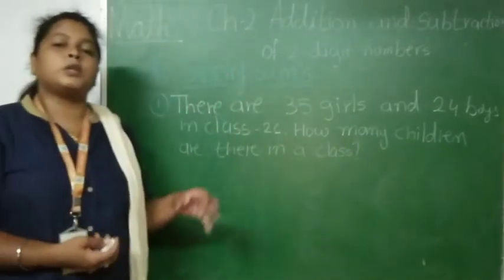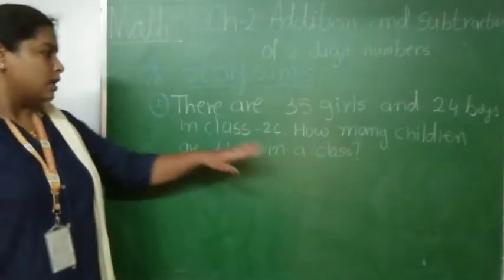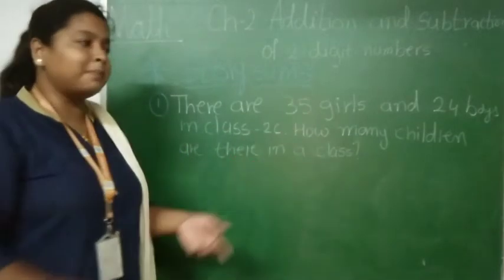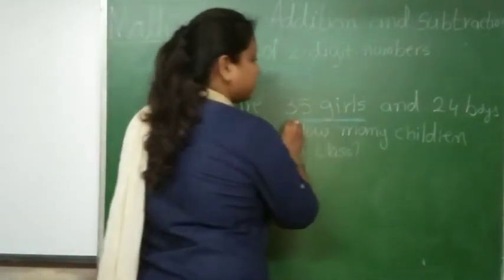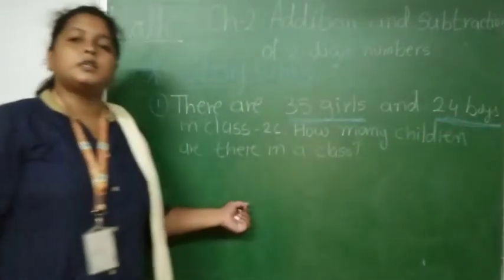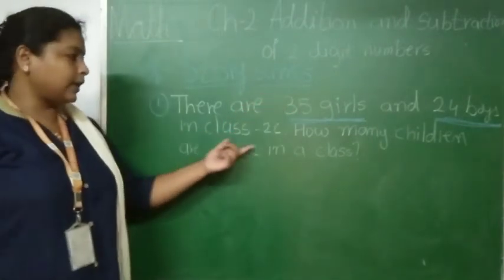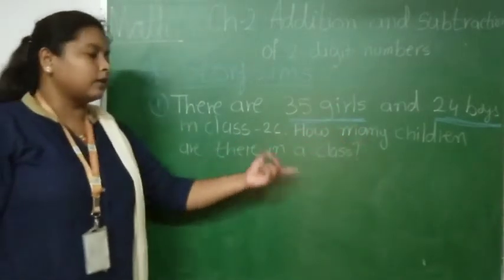Whenever a story sum is given to you, at that time you just have to read it once. There are 35 girls, and where you find the numbers, you just have to underline. 35 girls and 24 boys. 24 boys and 35 girls in class 2nd C. How many children are there in the class?